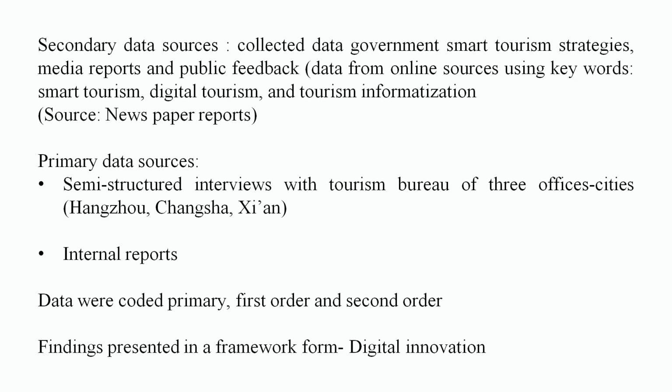So, what were the information sources he had? He had two information sources. One is a secondary data source, that is mainly news articles published in online newspapers or newspaper reports, and the second one is primary data, that is semi-structured interviews which the author collected from three cities, Hangzhou, Changsha and Xi'an. Then the internal reports. So, the author did exhaustive work.